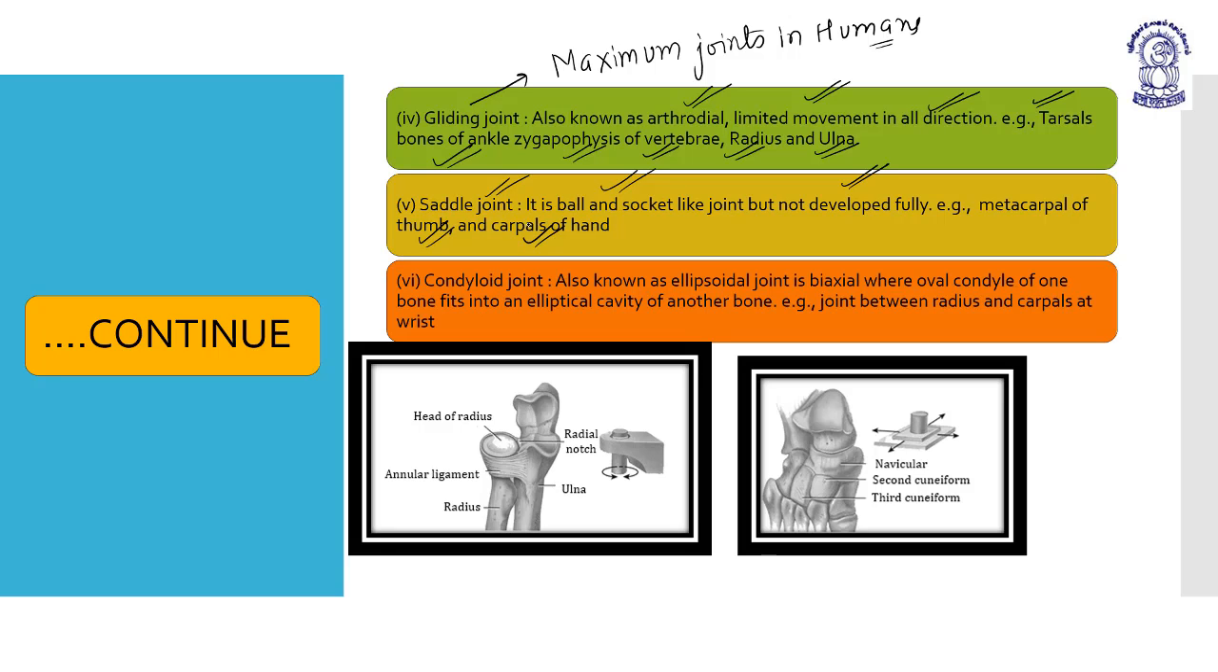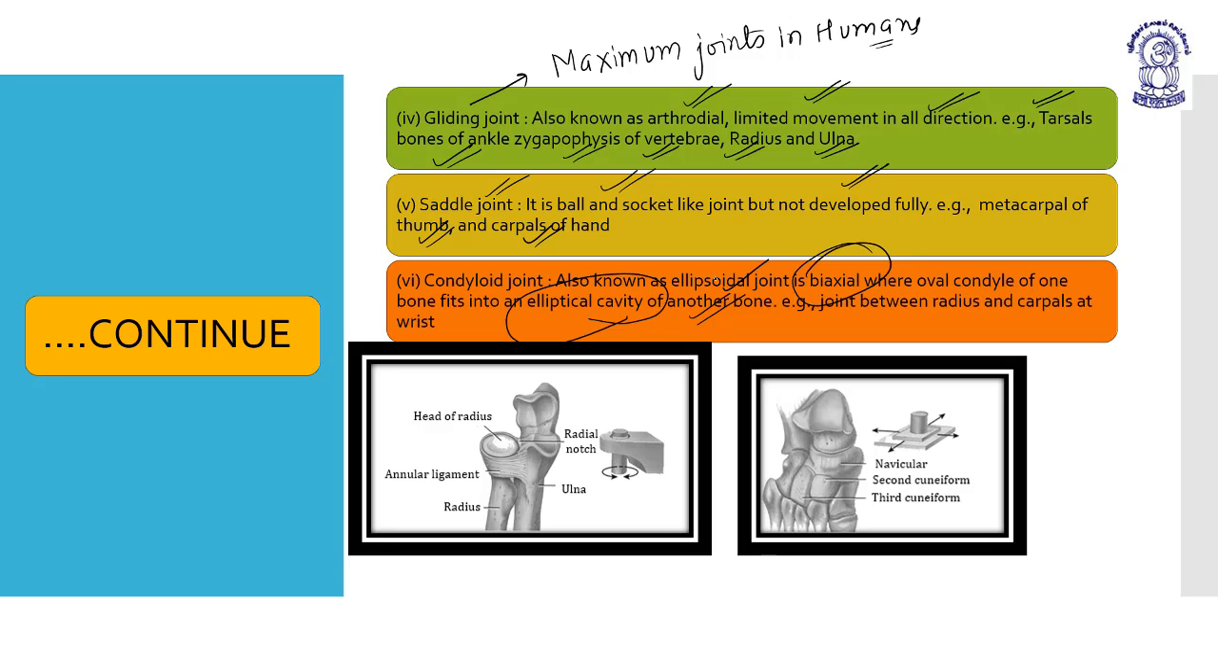Condyloid joint, also known as ellipsoidal joint, is biaxial, where the oval condyle of one bone fits into the elliptical cavity of another bone. Example: the joint between radius and carpals at the wrist.